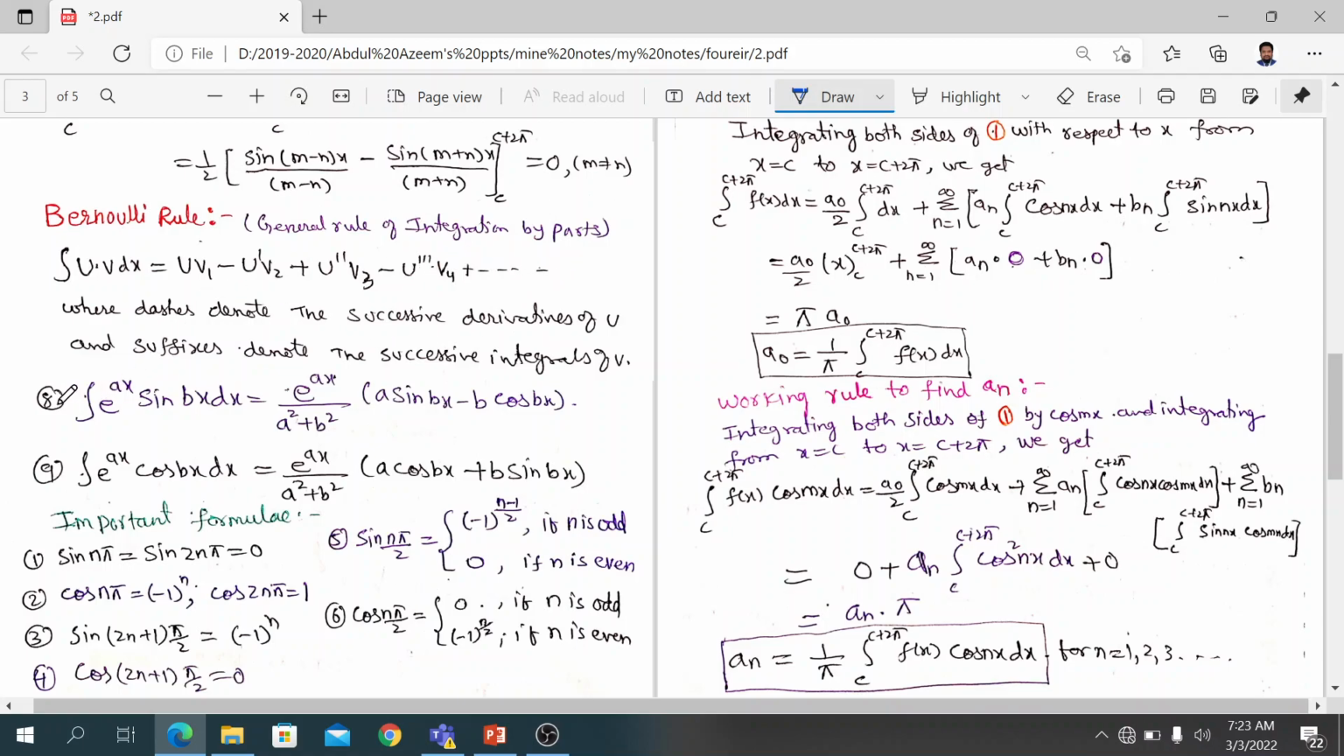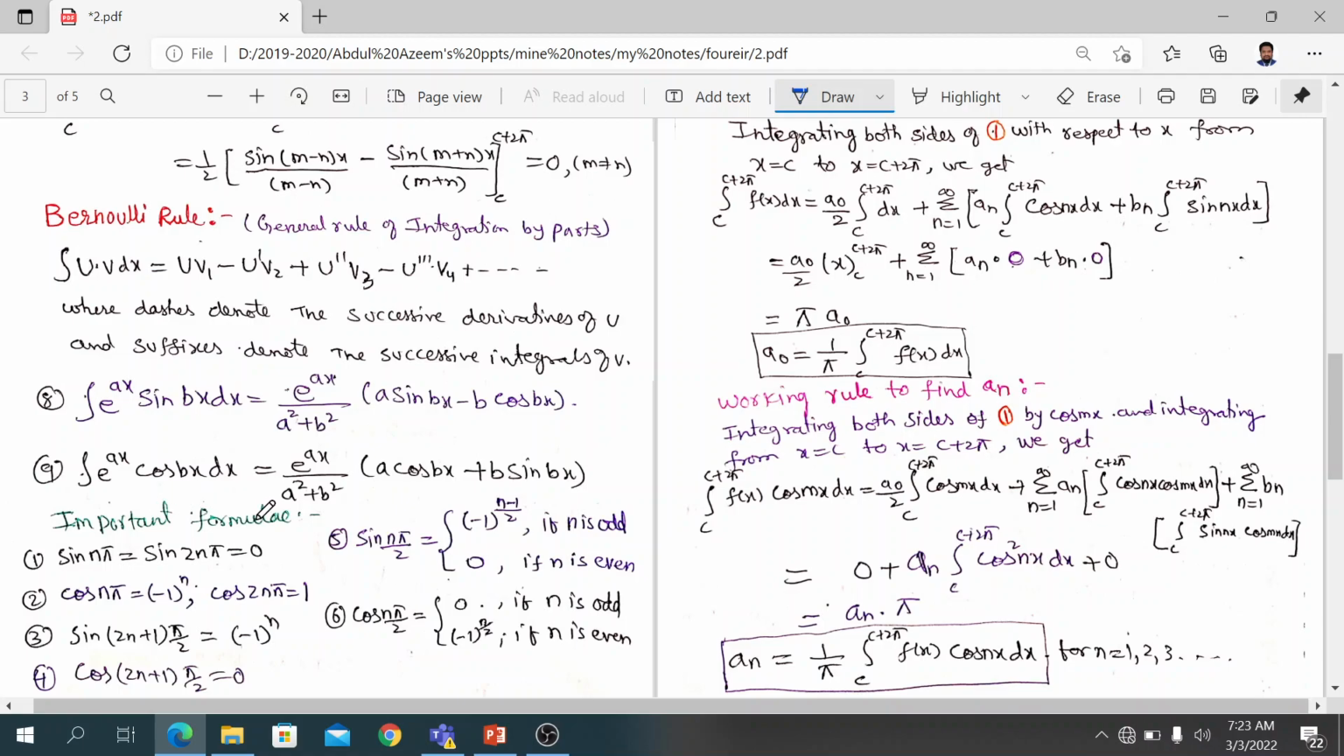Now another formula, integration e power of ax sin bx dx. So we have the formula e power of ax by a square plus b square, times (a sin bx minus b cos bx). Next, integration e power of ax cos bx dx is e power of ax by a square plus b square, times (a cos bx plus b sin bx).